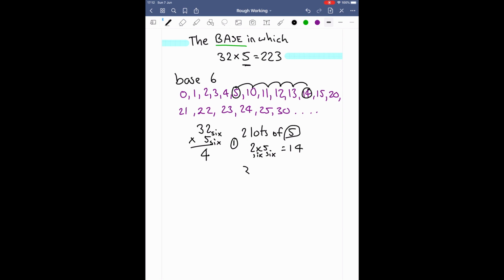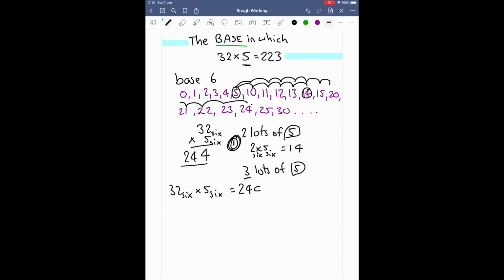Next, we have 3 times 5. So this is 3 lots of 5. So just as before, we have 5. We have 1, 2, 3, 4, 5 on from that, and then 5 on from this. So 1, 2, 3, 4, 5. Because it's 3 lots of 5. And that gives us 23. But remember, we have to carry on the 1. So 1 more, 24. 1 more space. So this is our answer. So 32 base 6 times 5 in base 6 is 244.